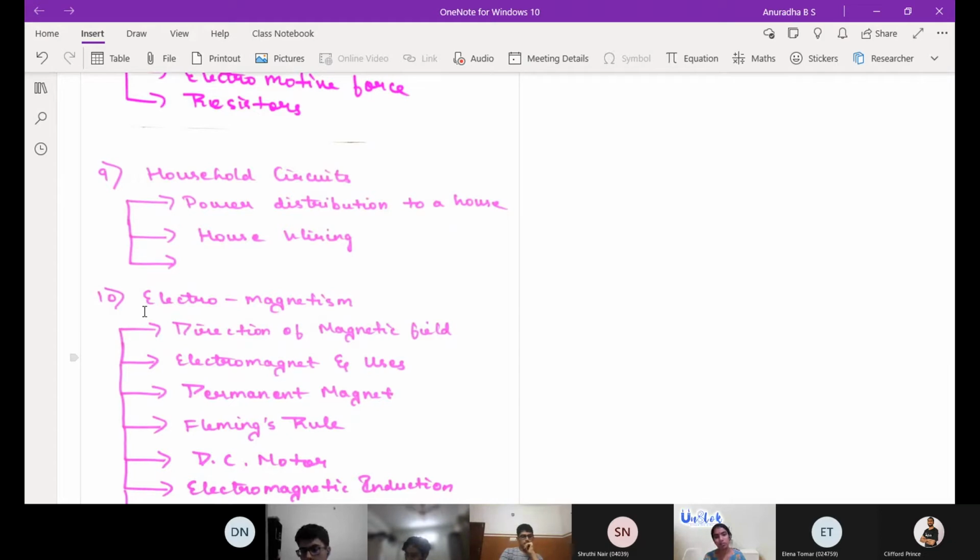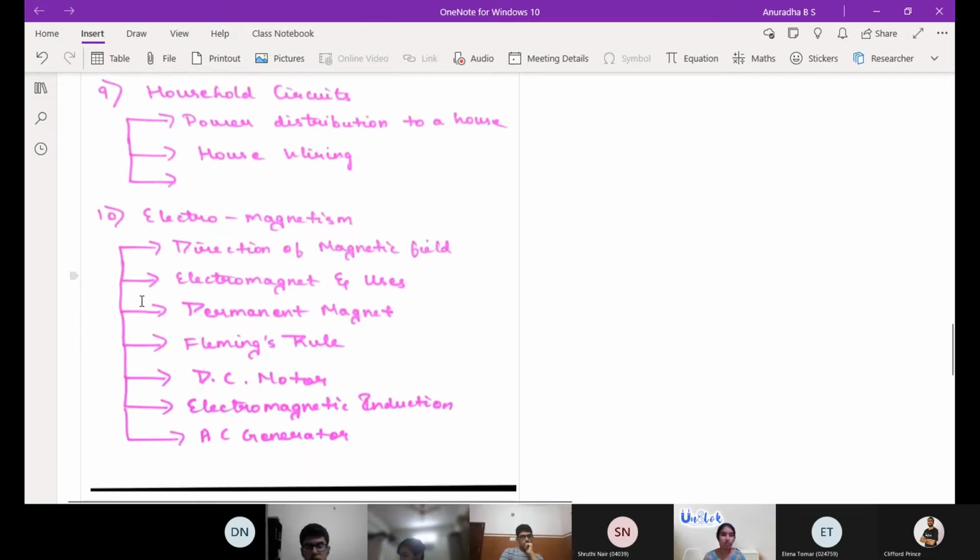And how is power distributed to your house? What are those circuits, and how are they arranged? You will be learning about those circuits also. One more thing you will learn is how to generate an electricity bill. You have an electricity bill, right? You might get it every month. So you will know how to calculate it. You will learn how to generate the electricity bill in this chapter. So that is about household circuits.